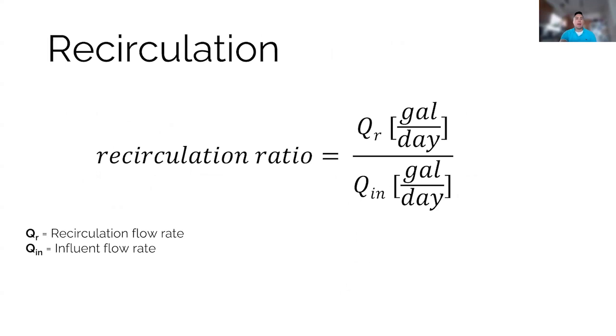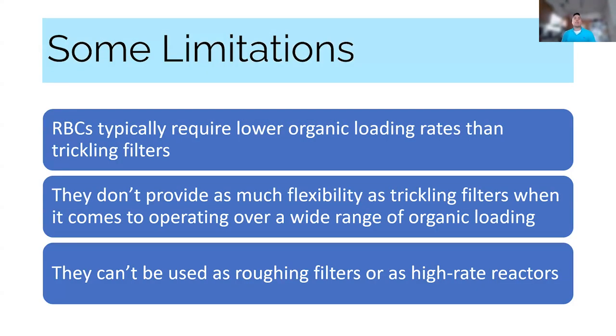And then finally, some of the limitations of our RBCs: they typically require low organic loading, and they're more useful at low organic loading rates compared to trickling filters. They don't provide as much flexibility as trickling filters because you can't manipulate recirculation rates. And because they can't handle a high loading and still remove a chunk of BOD, they can't be used as roughing filters or as high rate reactors.